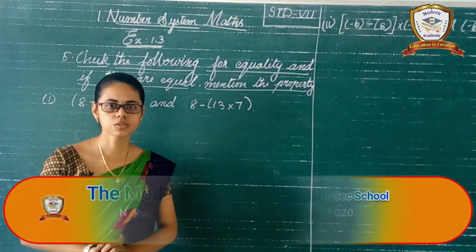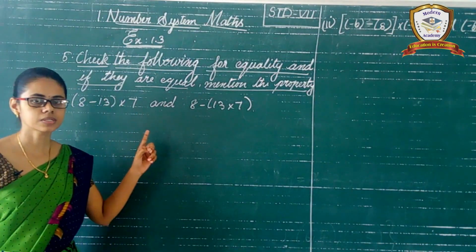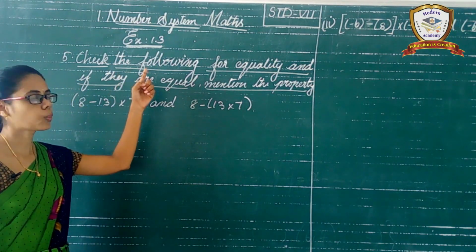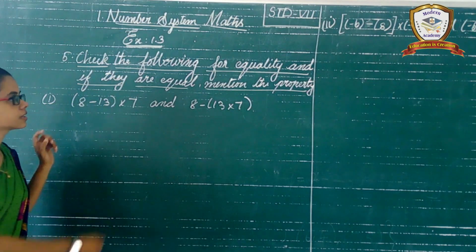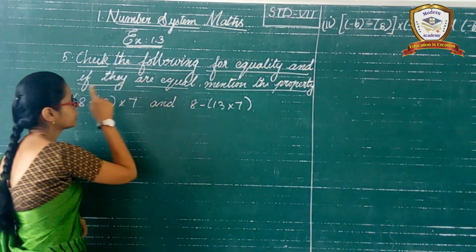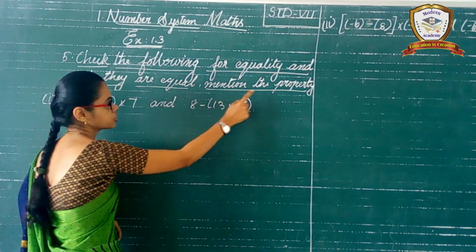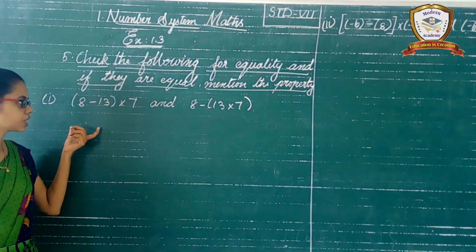Today we are going to discuss the topic Chapter 1, Number System, and Exercise 1.3. Okay, now let us see the fifth problem. Check the following for equality, and if they are equal, mention the property. Okay, see the first question.